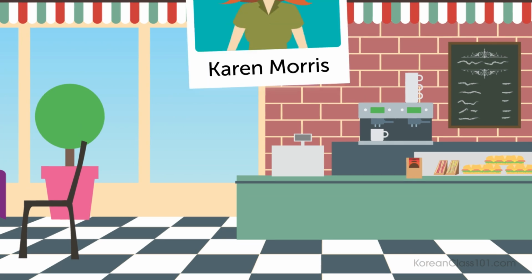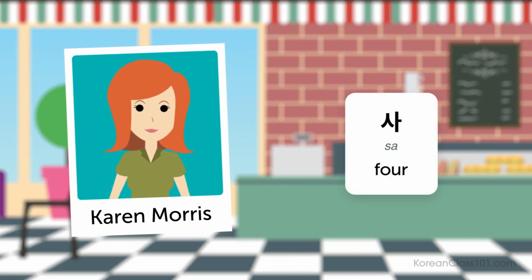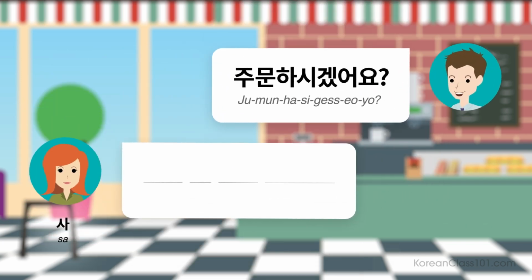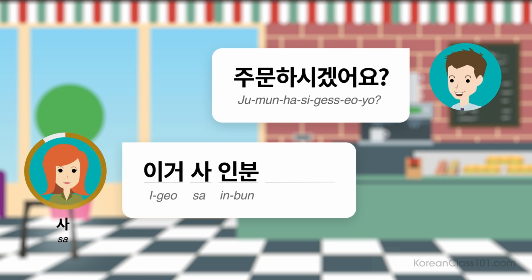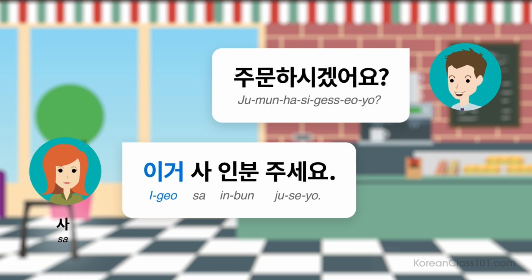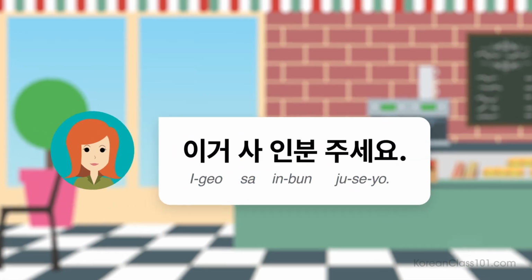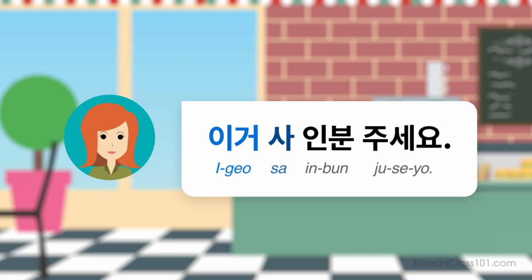Let's try one more. Imagine you're Karen Morris, and you want to order 4 of something. Ready? 주문하시겠어요? 이거 4인분 주세요. Listen again and repeat. 이거 4인분 주세요.